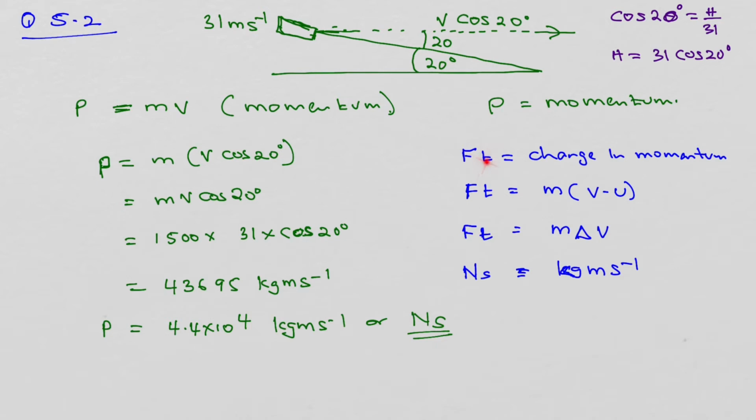Force times time is change in momentum, and the change in momentum is what we've got here, so the unit is also Newton seconds. Mass times change in velocity. So that's the unit. Either that one or this one will do.